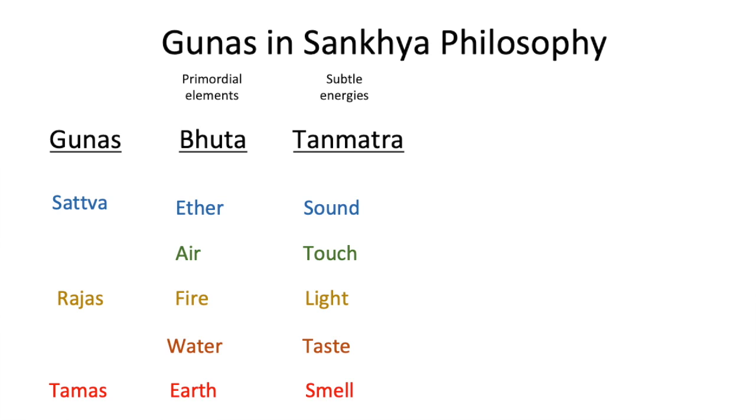So let's move on to the Jnanendriyas, the five organs of sense perception. And these map pretty directly to the tanmatras.